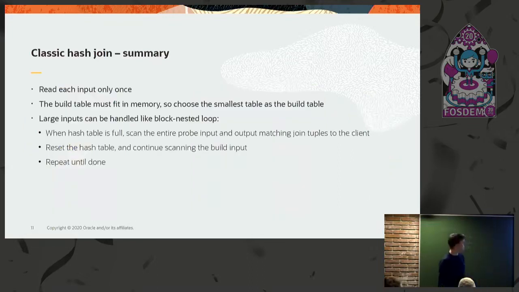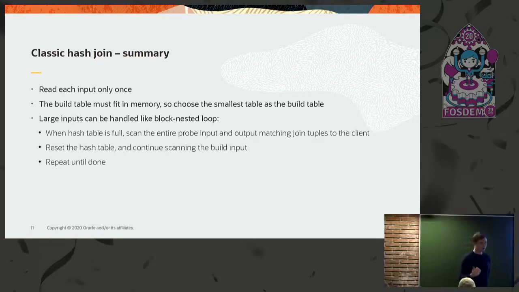The benefit here is that you read each input only once. But in order for that to work, the build table has to fit in memory, of course. That is why we choose the smallest table as the build table, measured in size or bytes, not in number of rows. Larger inputs can also be handled like block nested loop does, where once the hash table goes full, you do the probe phase by reading the entire probe input.